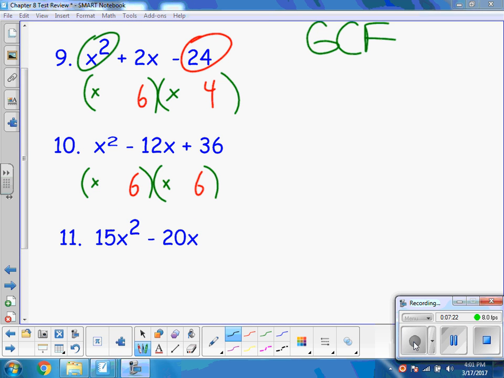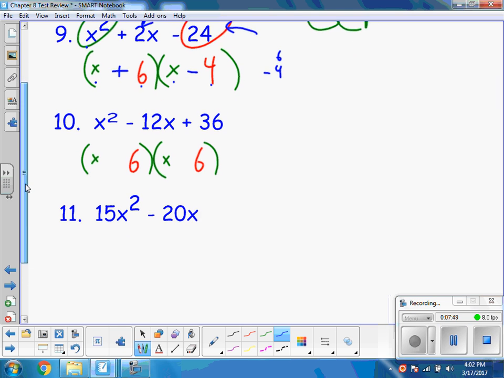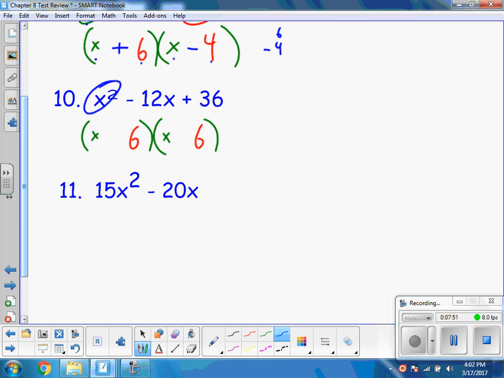Okay, I didn't want to venture too far in case some of you wanted to see kind of what I'm doing here. So I know my first term has to be x times x because I'm x squared. And I'm asking myself what times what gets me 24? Well, I'm trying 6 times 4. And I see that 6 and 4 can get me to the 2 if I make the 4 negative. And I can do that this way. And when I check that, that is true. That is my answer.